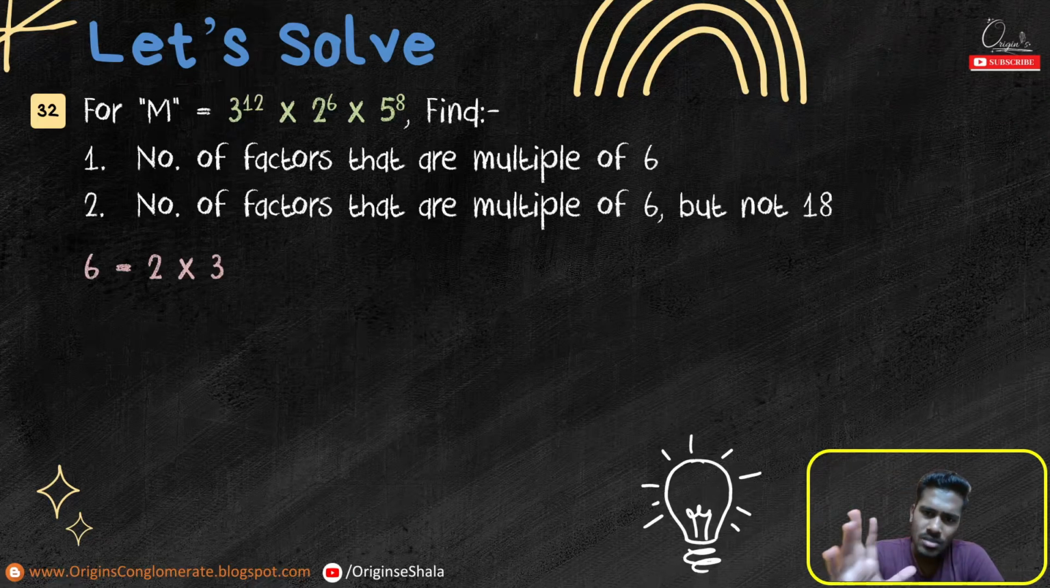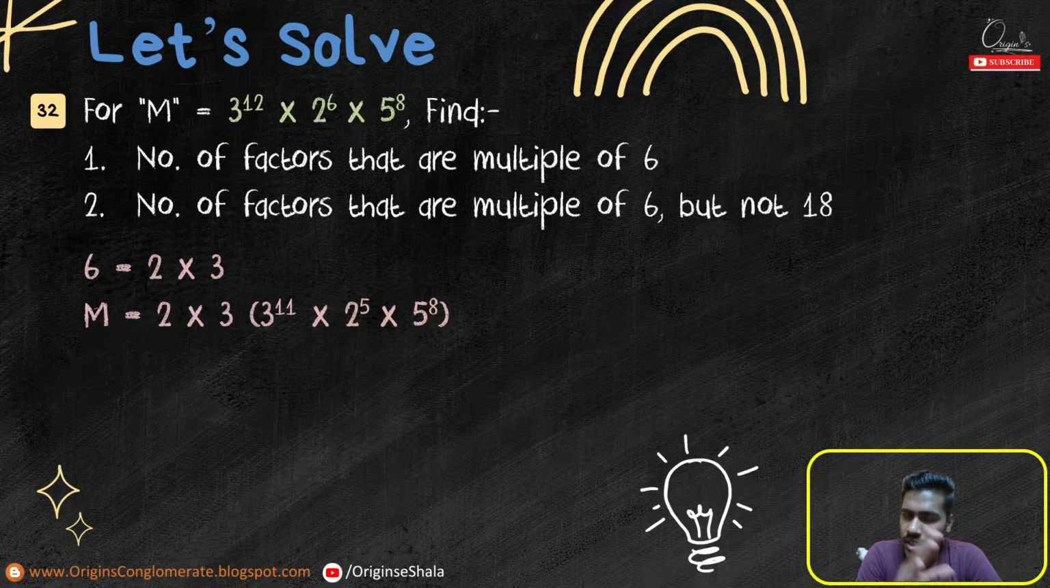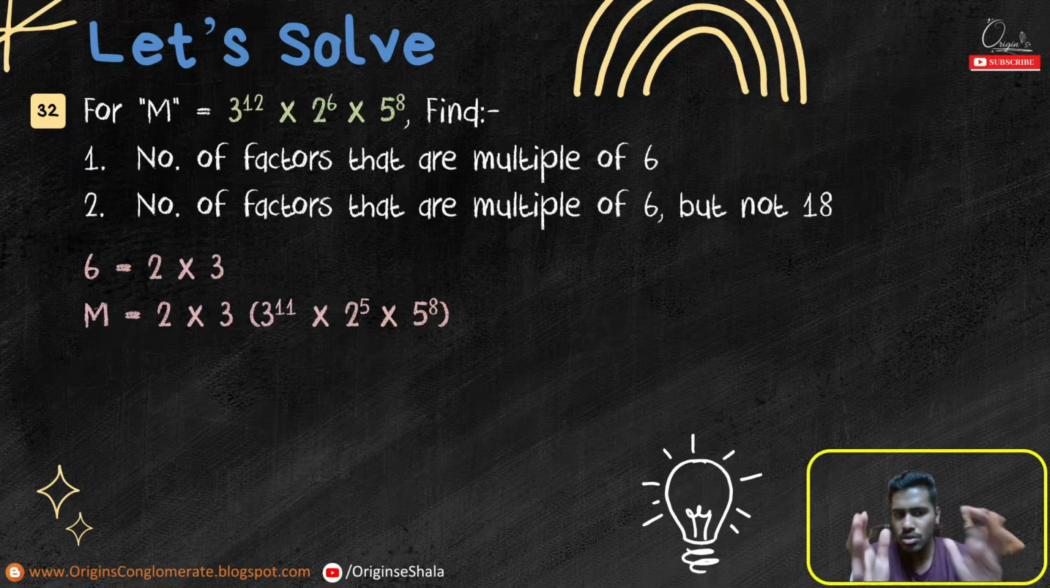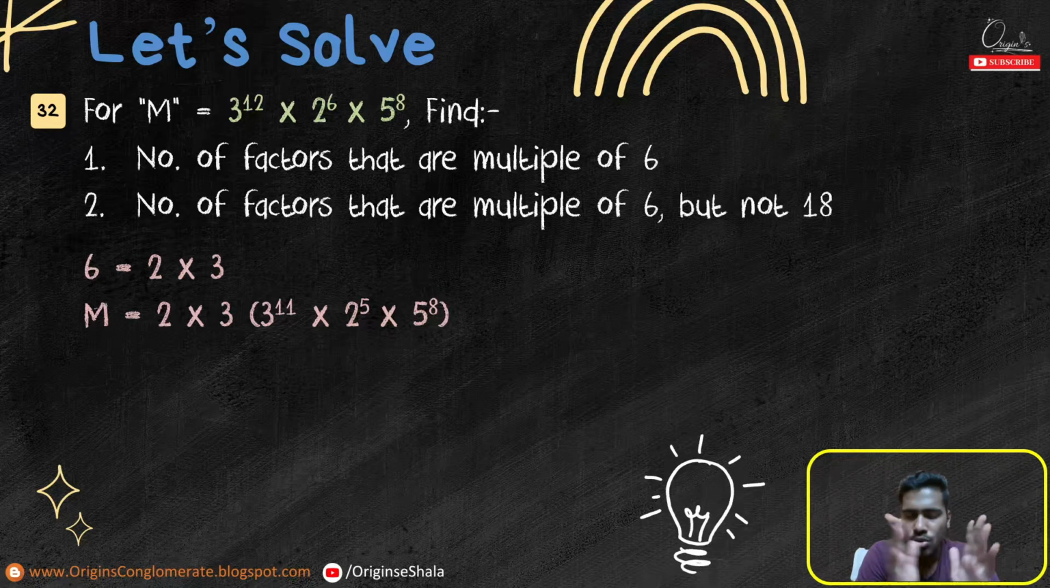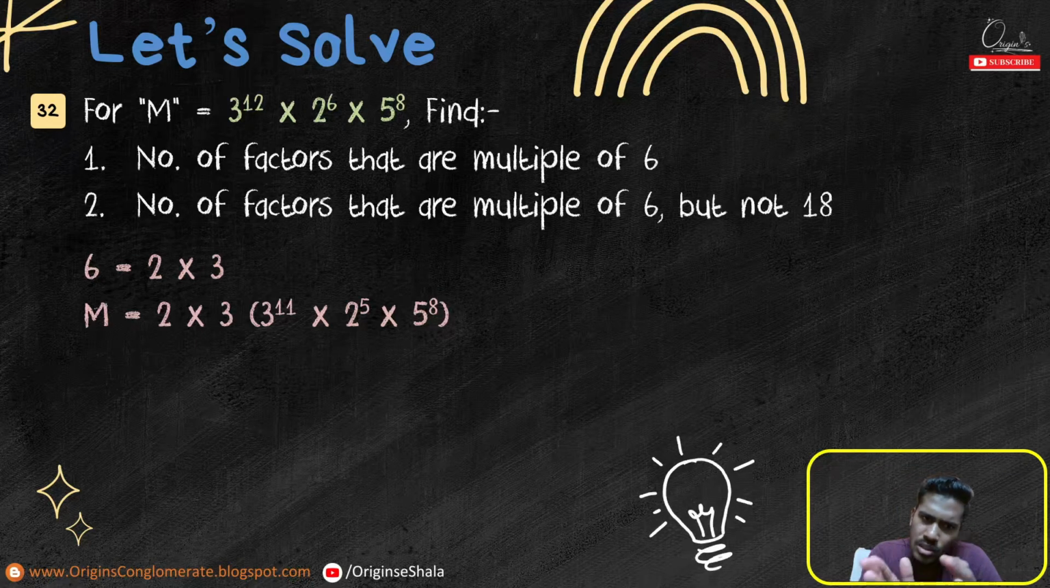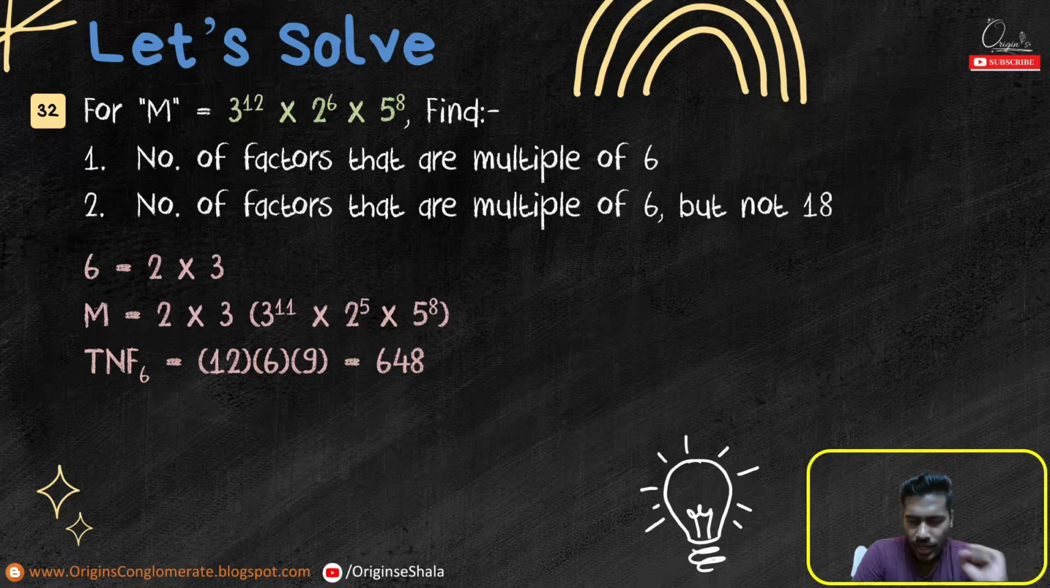Now we all know that 6 is 2 into 3, multiplication of two prime numbers, and M is given in the form of 3 into 2 into 5. Of course, that's why we are going to find the factors which are multiple of 6. So what I'm going to do, I'm going to separate this 6 from this whole. By doing that, I'll be reducing the power of 3 and 2 by 1 units. So total number of factors in this case would be 12, 6 into 9.